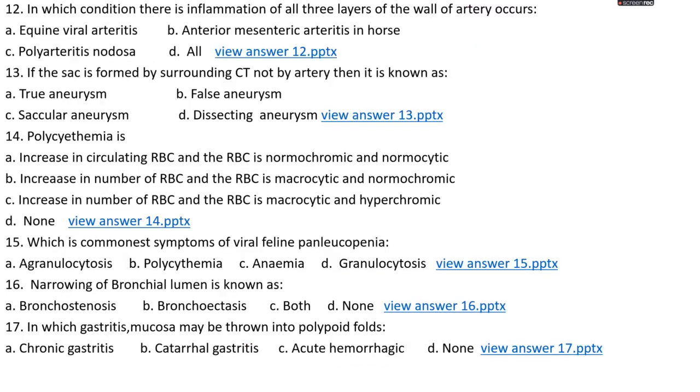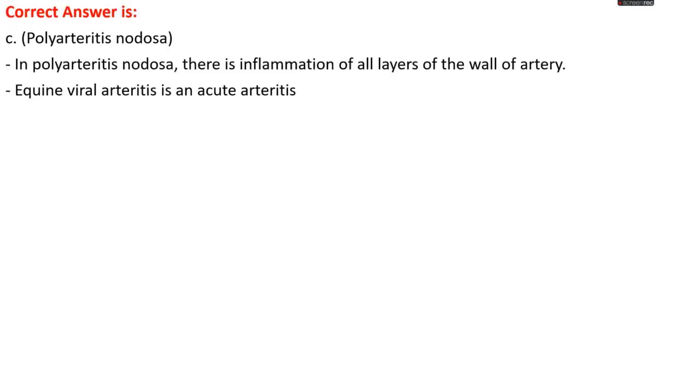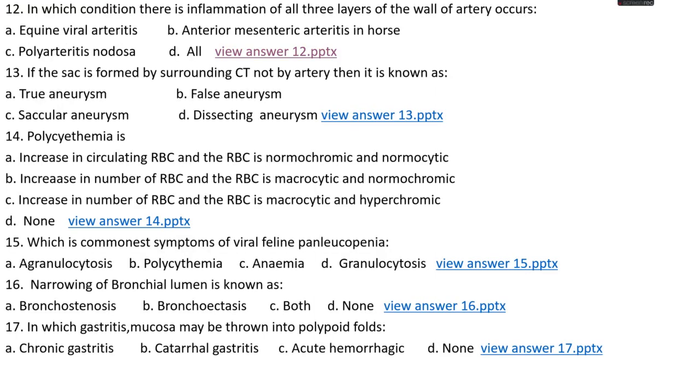Okay. Question number 12. In which condition does inflammation of all three layers of the wall of artery occur? Option A, equine viral arteritis. Option B, anterior mesenteric arteritis in horse. Option C, polyarteritis nodosa. Option D, all. The right answer is option C, that is polyarteritis nodosa. In polyarteritis nodosa, there is inflammation of all layers of the wall of the artery, while equine viral arteritis is an acute arteritis.